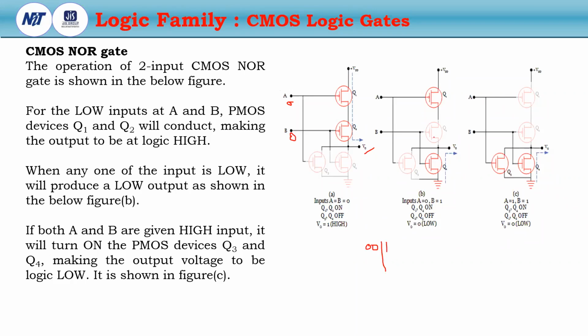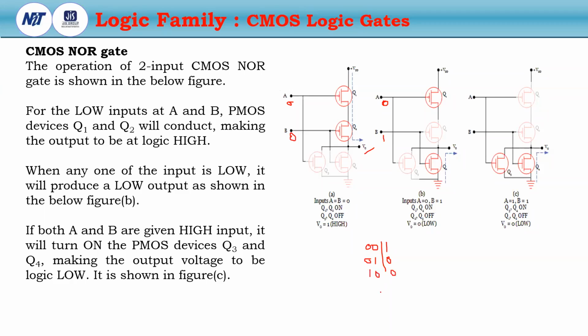If any one of the inputs, suppose this is 1, this is 0. Sorry, this is 0, this is 1. So then what happens? This is on. And if this is 1, then this is on. So this is open circuited, but the output is connected to ground. So the output will be logic 0. So if any one of the NMOS transistors is activated, then the output will be transferred to the ground.